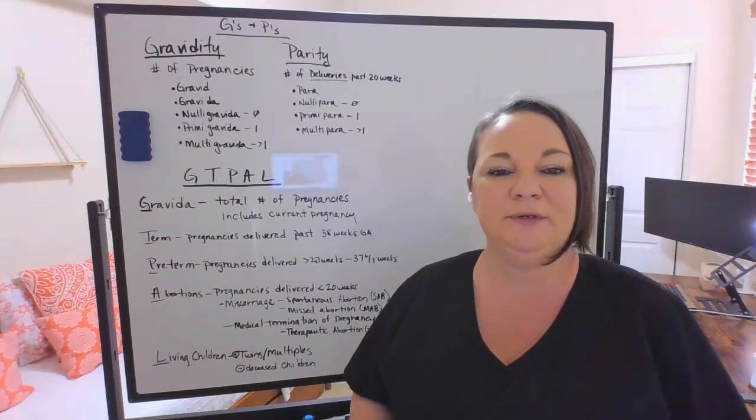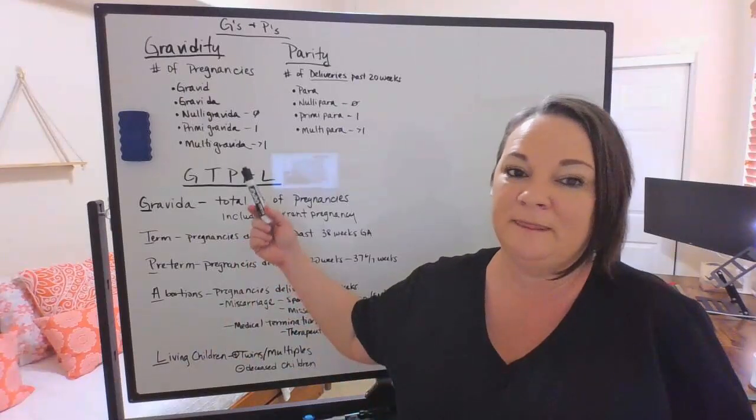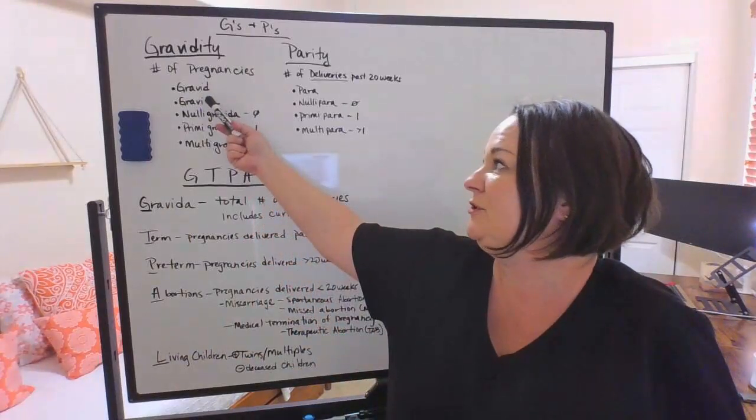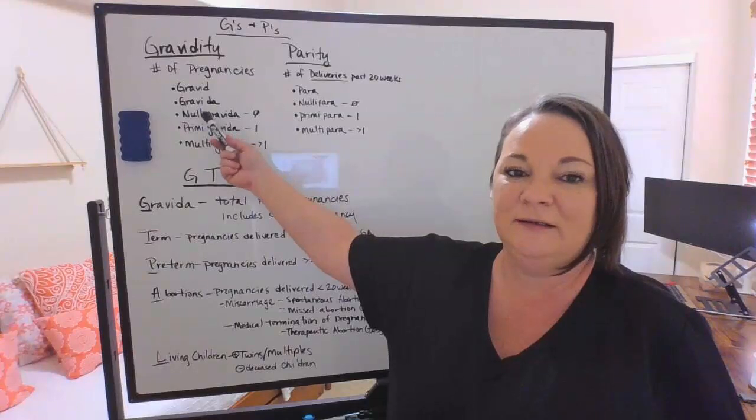So gravidity is number of pregnancies. There are different terms for gravidity. Gravid just means that the patient is pregnant. Gravida is counting how many pregnancies she's had.